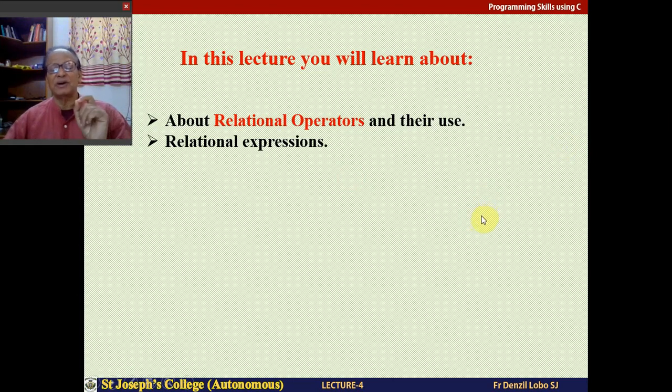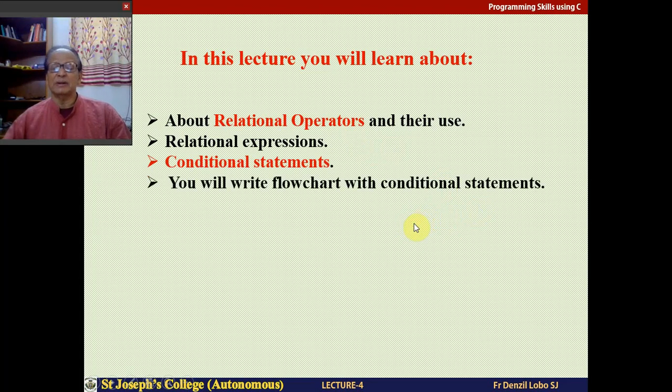As we have done in the first lecture, we learned arithmetic operators and then the assignment operator, and we did the assignment statement. So with relational operators, we will do relational expressions. And from there, we will derive what conditional statements are. Using these conditional statements, we will be able to decide.